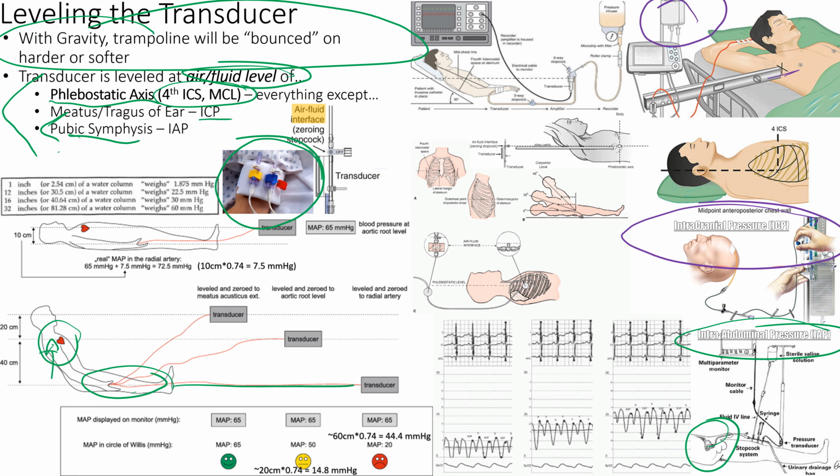So here we've leveled our transducer, and then we know that this is accurate because we leveled it, and it's going to prompt you to zero it. You can't get a number unless you've actually zeroed. The monitor knows this, okay? So we're level here with the phlebostatic axis, and again, this signal that comes from the patient down the hard tubing is going to bounce on this trampoline, and we're then going to get that waveform on the monitor, right?